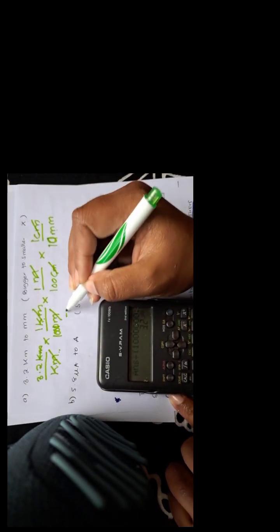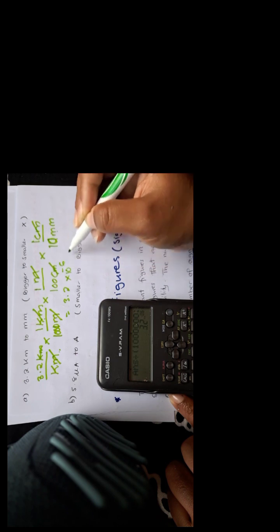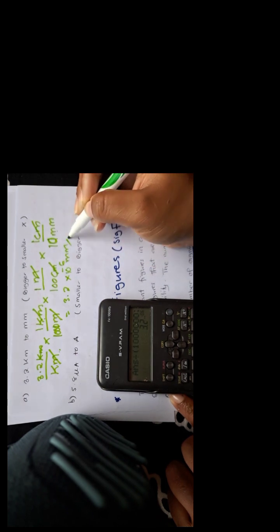We are going to have 6 zeros, 3 6. So our answer is 3.2 times 10 to the power of minus 6 millimeter. Sorry, I made a mistake.